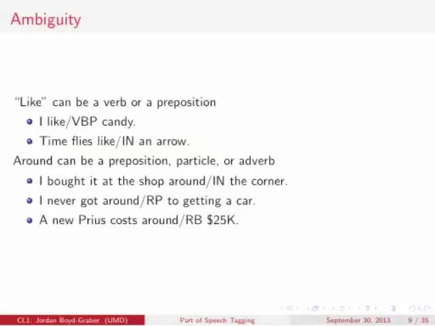So like can be a verb or a preposition. So if you say, I like candy, that's a verb. Time flies like an arrow. In that case, like is a preposition. And part-of-speech tagging allows us to discover these ambiguities. And if we had a system that could automatically tell us whether like was being used as a verb or like was being used as a preposition, we could figure out the broad class of meaning that the word represented in a particular context. Similarly, around can be a preposition, a particle, or an adverb.